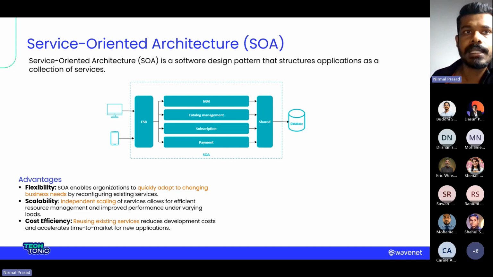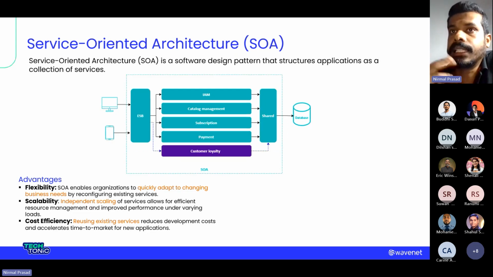And flexibility means if you want to add another service, let's assume you need to integrate a customer loyalty program into the system, then you can develop it separately in a separate team or on a separate platform, or any other external platform, and integrate it into this kind of architecture. Then you only have to do the integrations, and you can keep the other services as they are. So that flexibility is there.